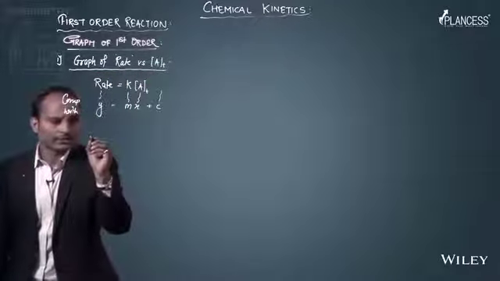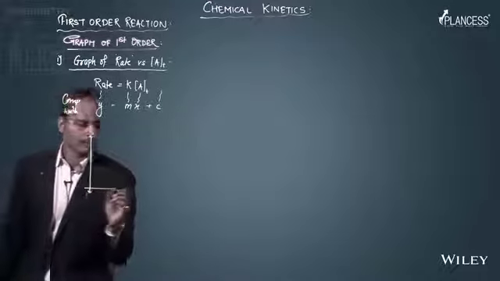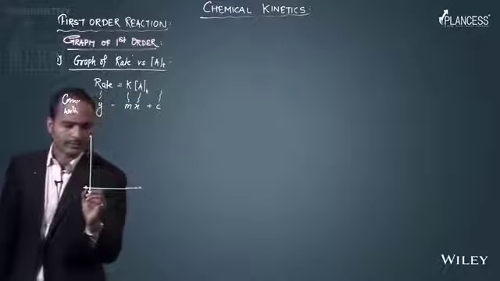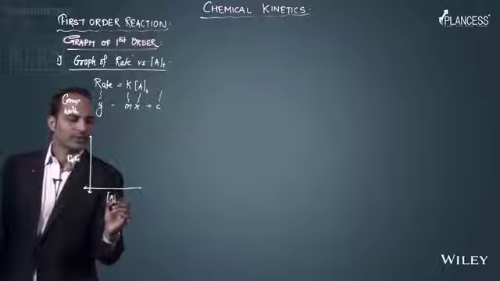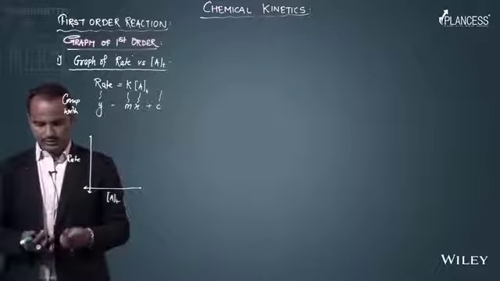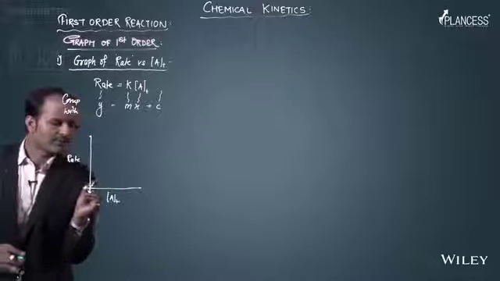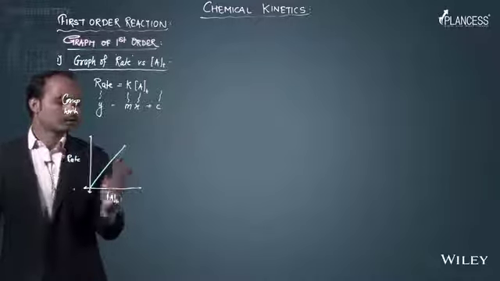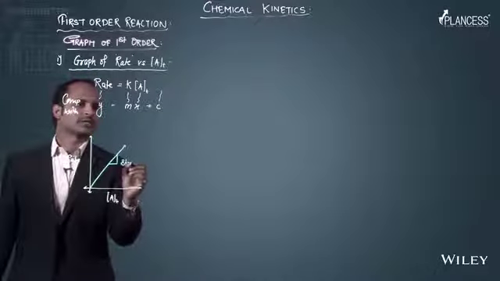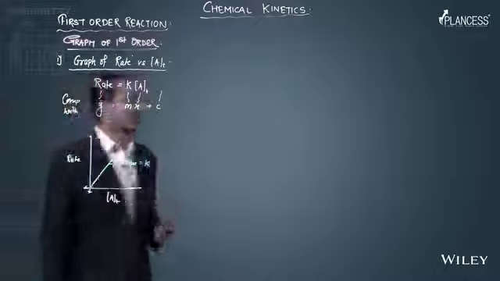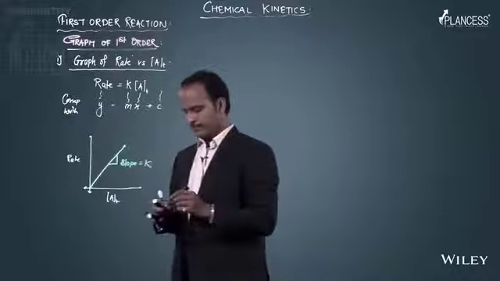So if I'm plotting a graph of rate versus concentration of reactant, that is At, then the graph is a straight line passing through the origin, which means the nature of the graph is something like this. And when we calculate the slope, the value of the slope is equivalent to the value of k, which means from the slope we will have the value of the rate constant, that is k.